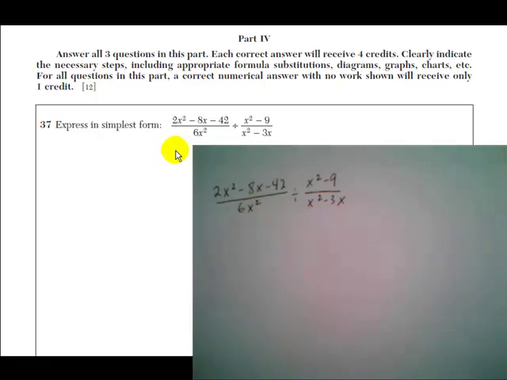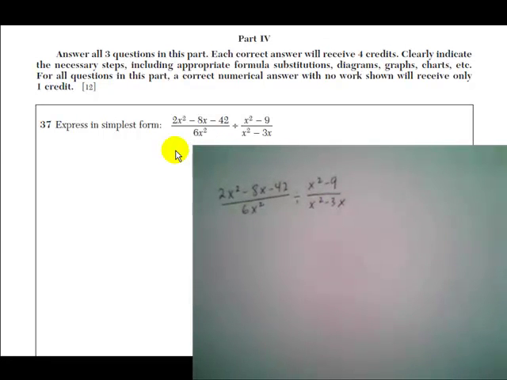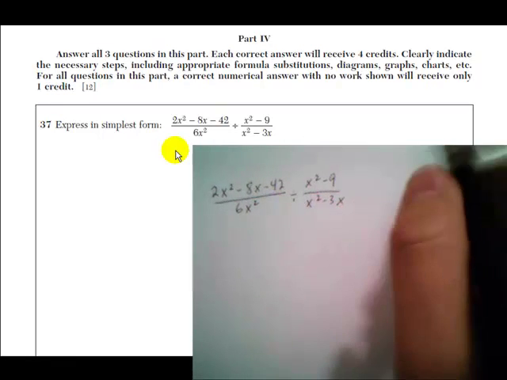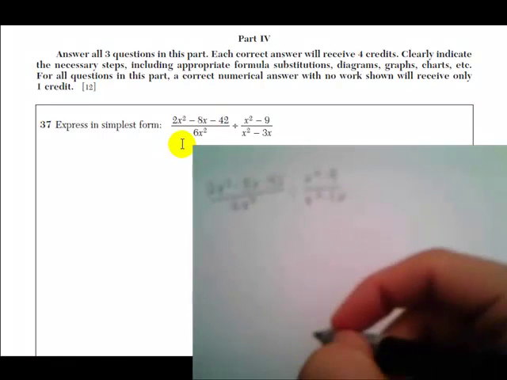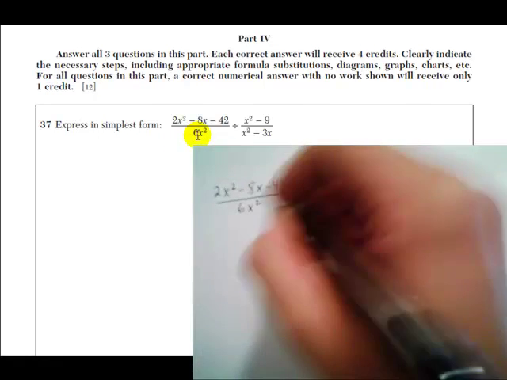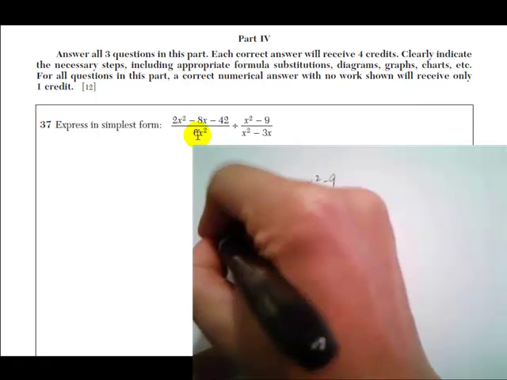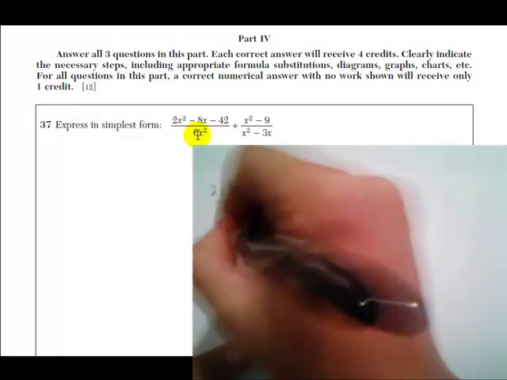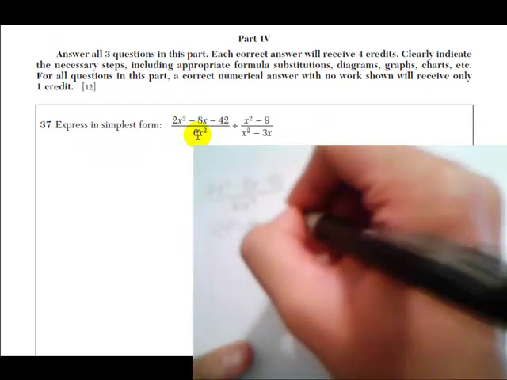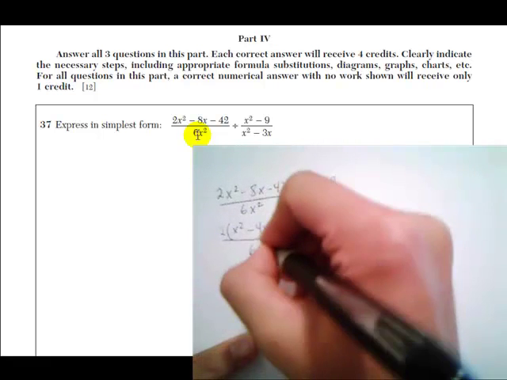All right. So here I have the expression written out, 2x squared minus 8x minus 42 divided by 6x squared, that divided by x squared minus 9 over x squared minus 3x. Okay? So the first thing I notice is that 2x squared minus 8x minus 42, I can factor out a 2 from that expression. So I'm going to do that first. We're going to have 2 times x squared minus 4x minus 21, okay? And nothing I can do with 6x squared, so I'm going to leave that alone.